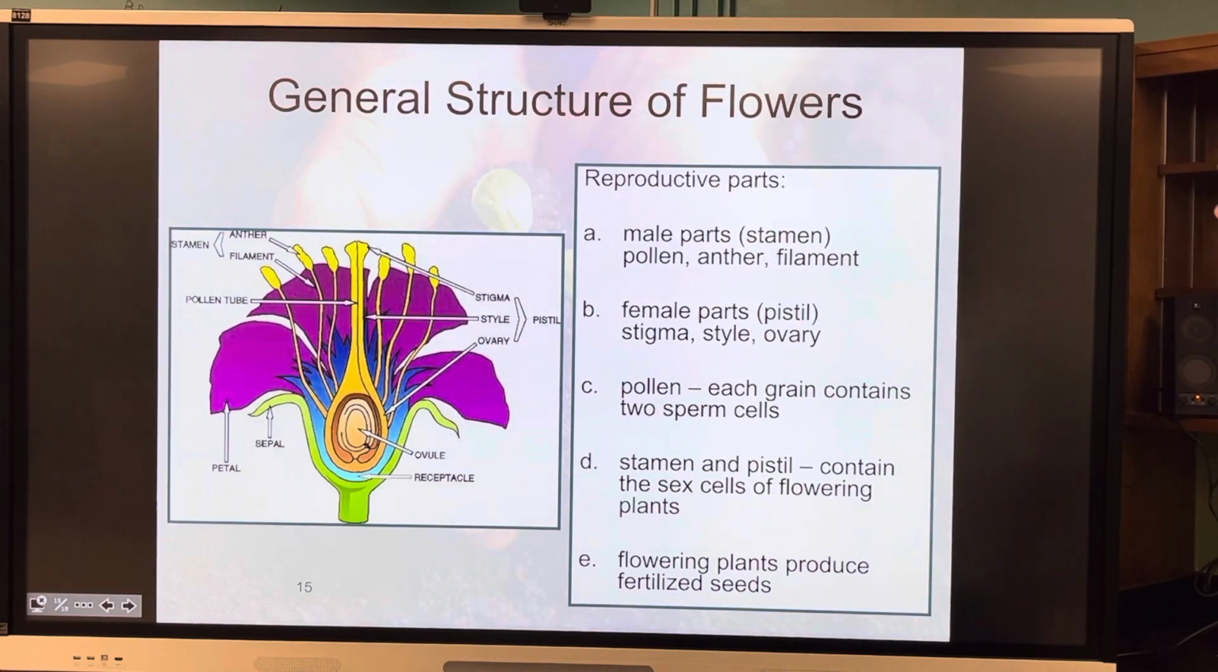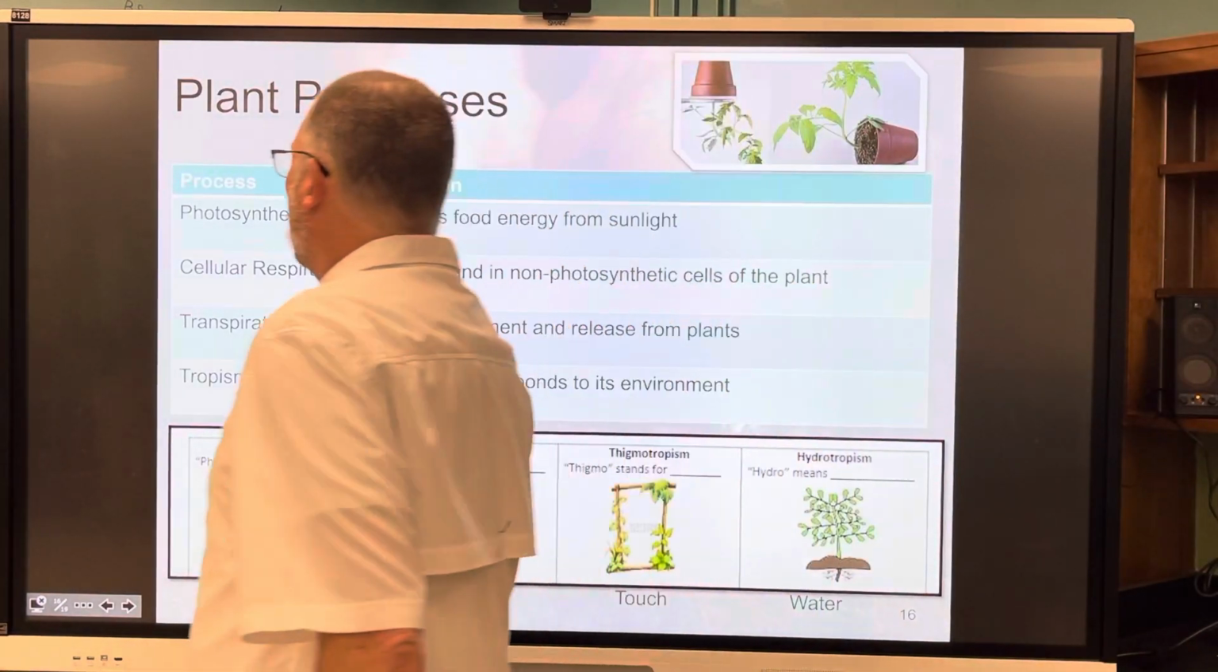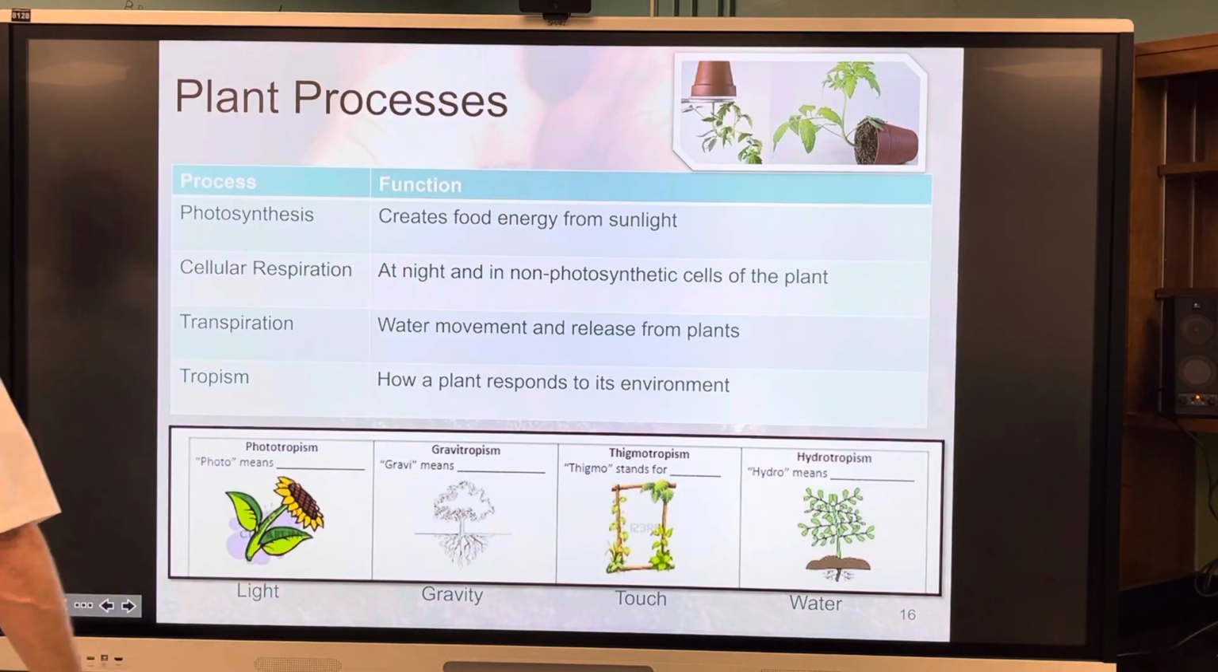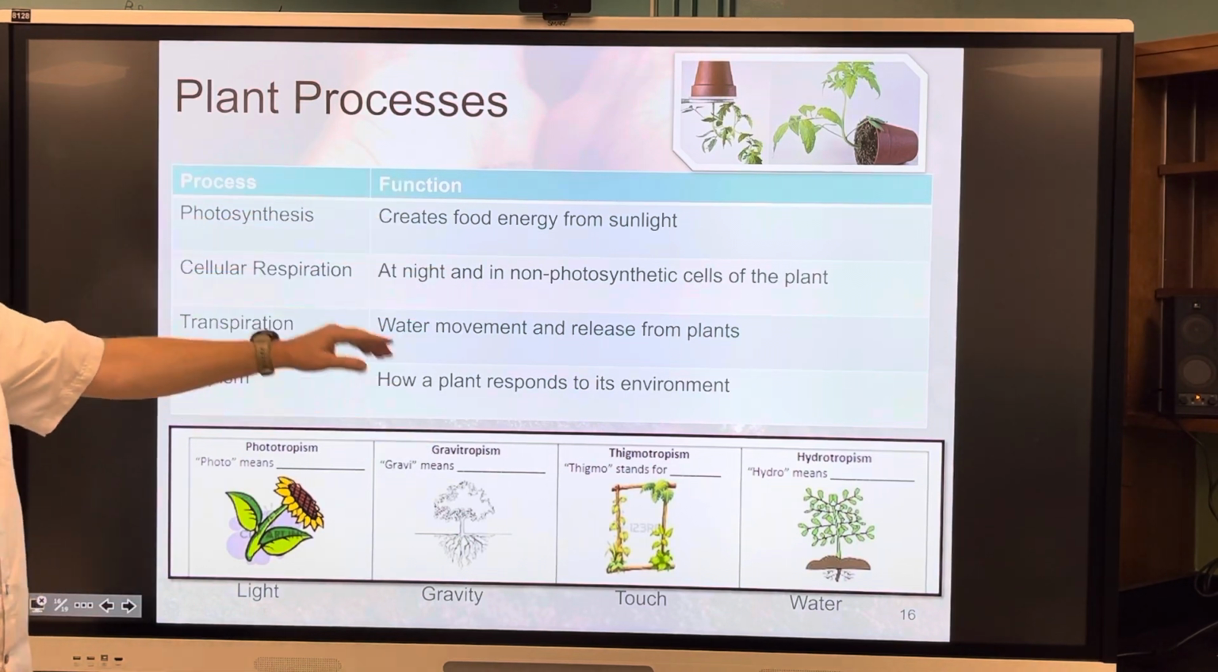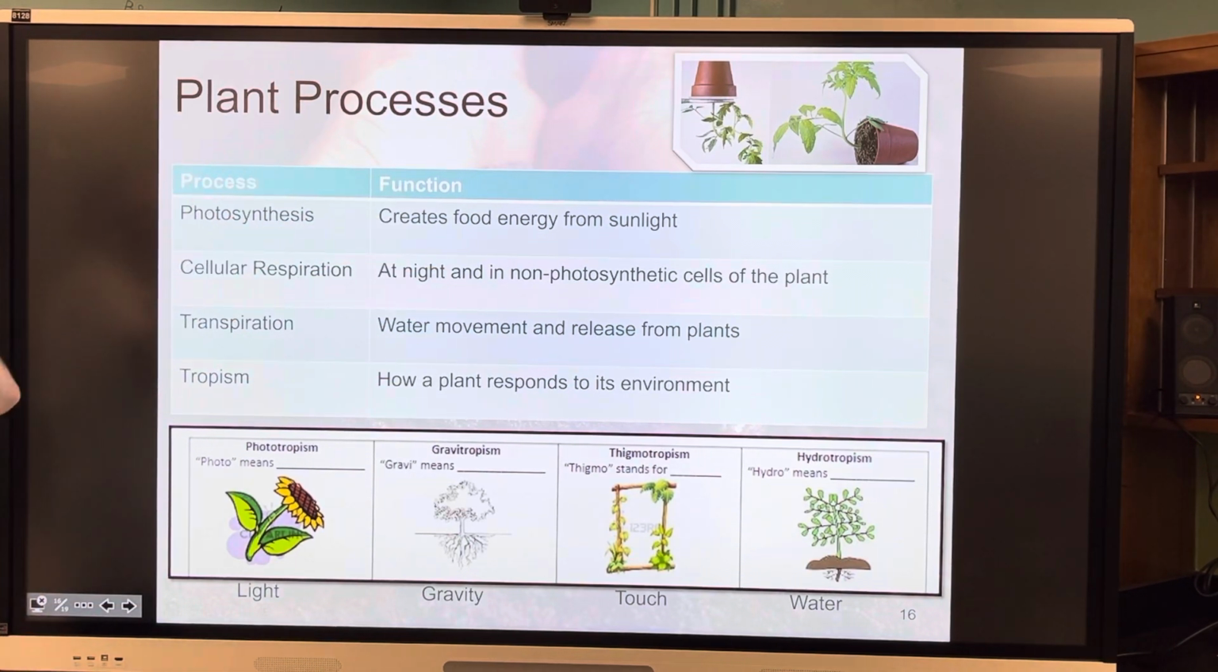All right, moving on. Plant processes. So again, this is all introduction. This is all just the basics, okay? So you have to fill in the function parts. Photosynthesis creates food energy from sunlight, but oh my goodness, if we don't know that by now, we are not knowing much in this class. So hopefully you know that by now.